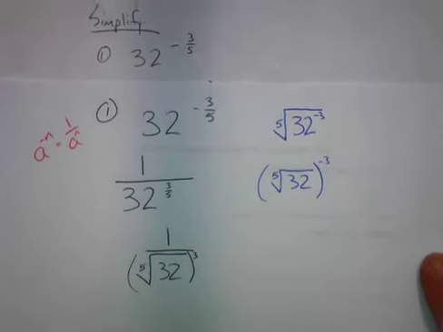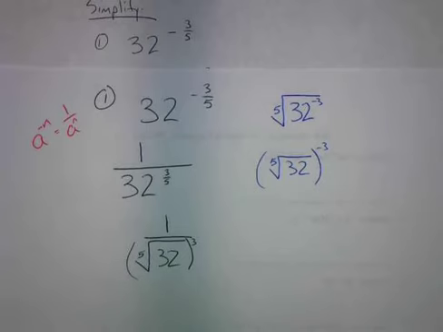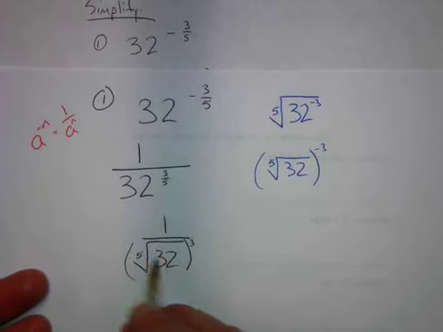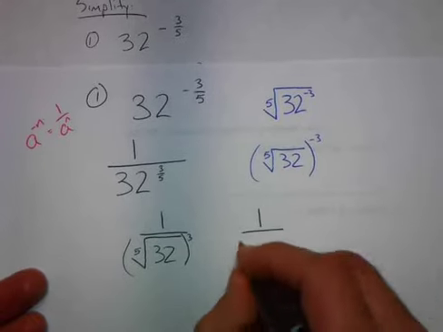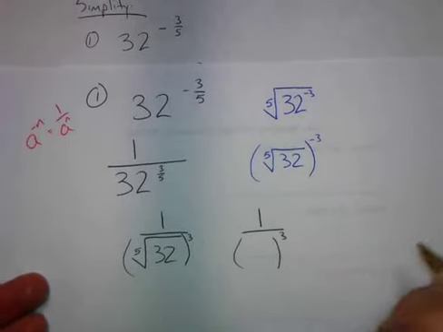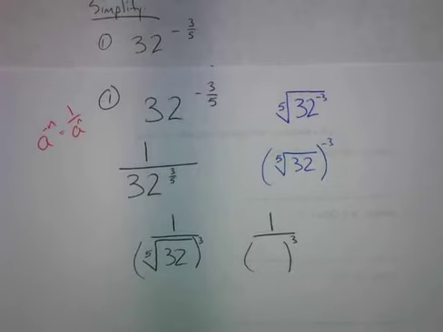Because now what we have to do is remember the fifth root asks a question. The question is, what number times itself 5 times gives us 32? And the number that when you multiply it by itself 5 times gives us 32, that particular number is the number 2.